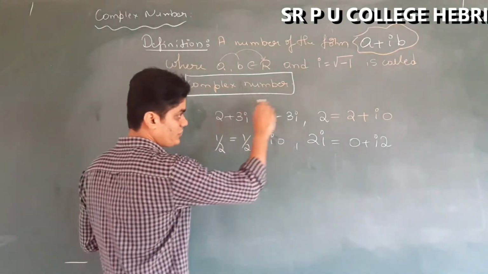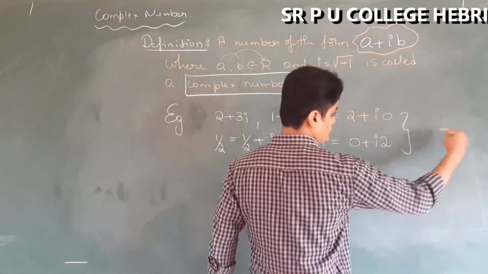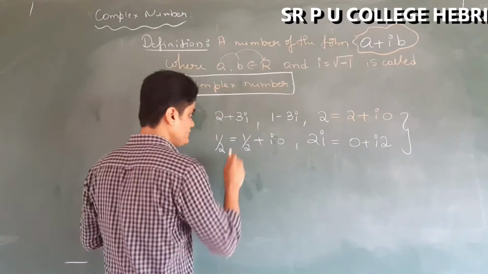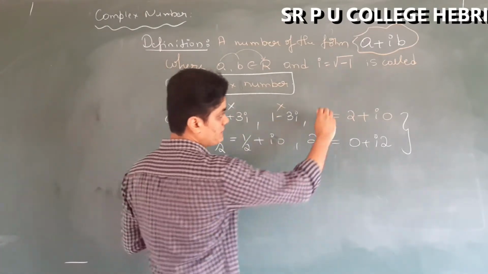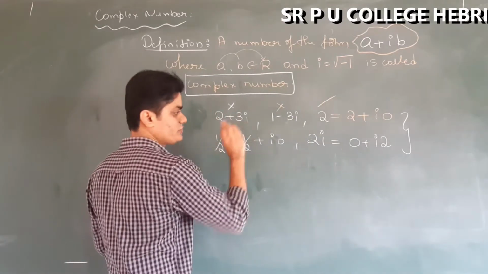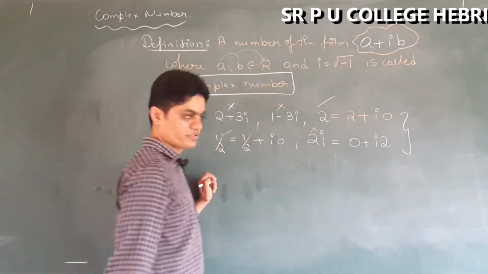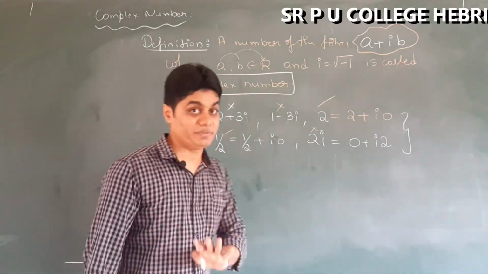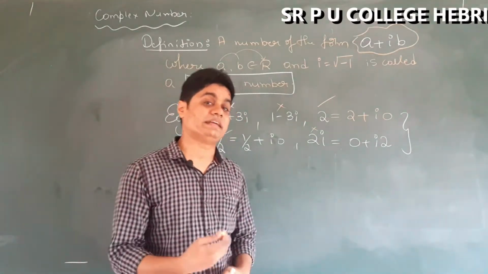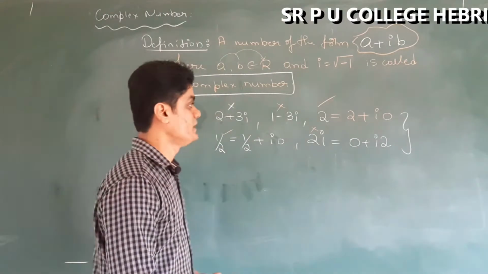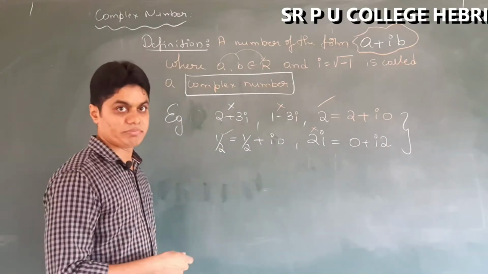See, these all belong to the complex number system. But out of these, this is not a real number, this is not a real number, this is a real number, this is also a real number, but this is not a real number. But all these are complex numbers, no doubt in that. So every real number is a complex number, but not its converse. Please remember that. Okay.